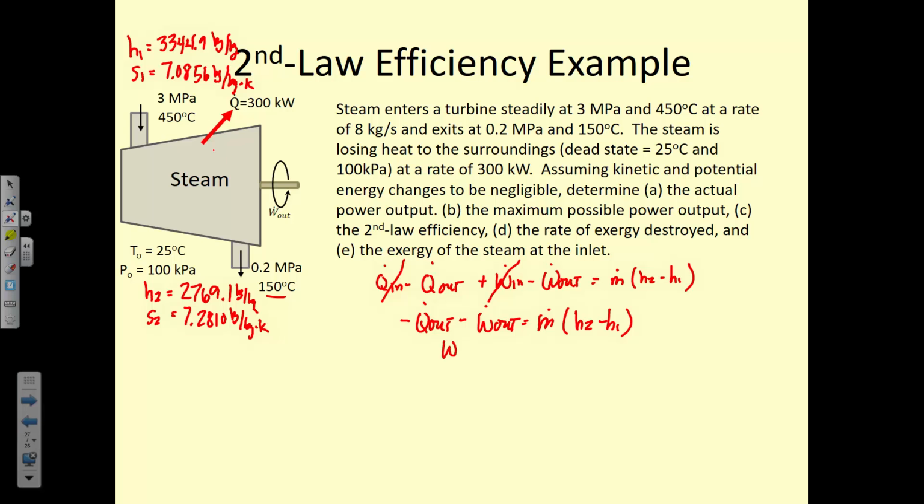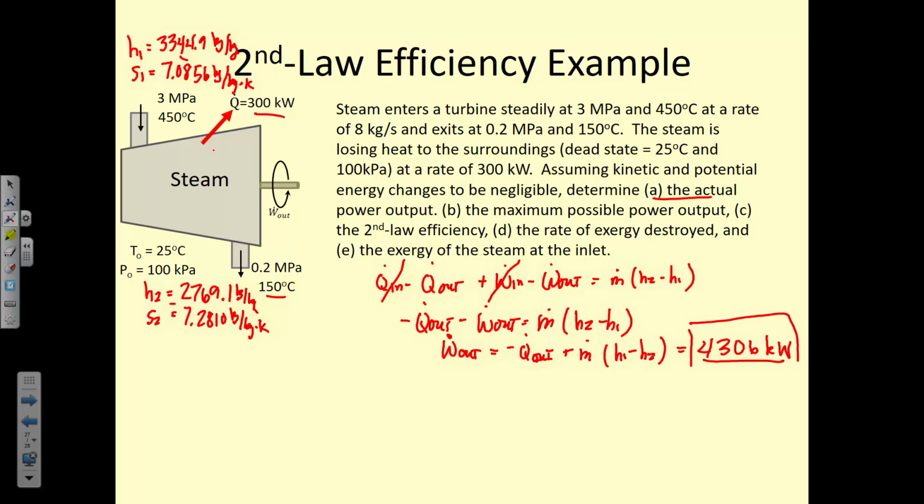So we can solve this equation in terms of work dot out. That's what we're solving for in part A. So work dot out is equal to negative Q dot out plus m dot times H1 minus H2. And if we plug in all the numbers for that using the enthalpy values and the Q that's given to us in the problem of 300 kilowatts, then we find that our work dot out is 4306 kilowatts. So this is the actual work per unit time produced by this turbine.